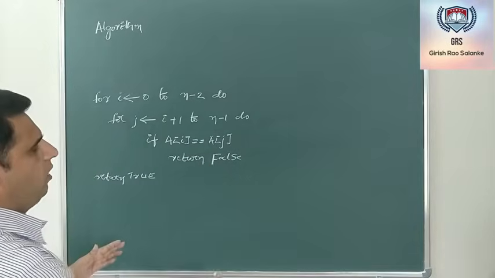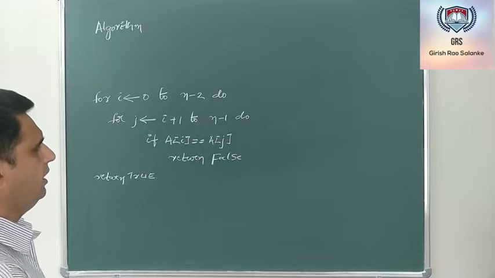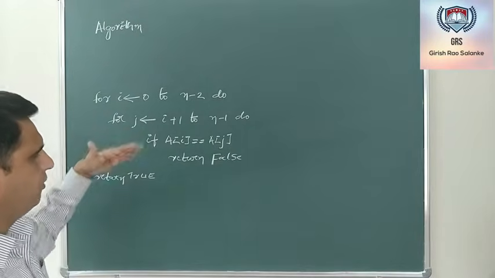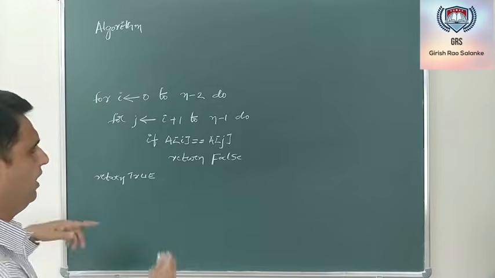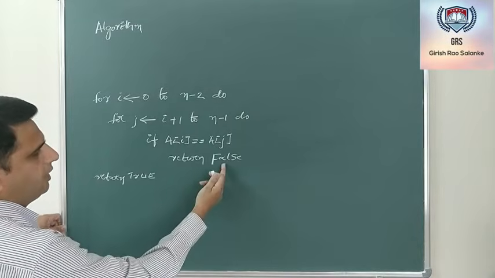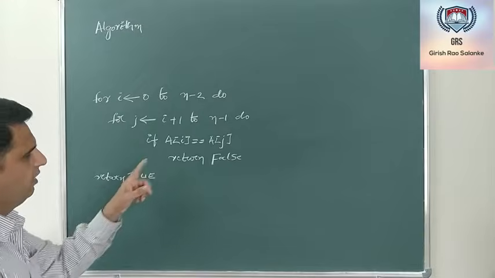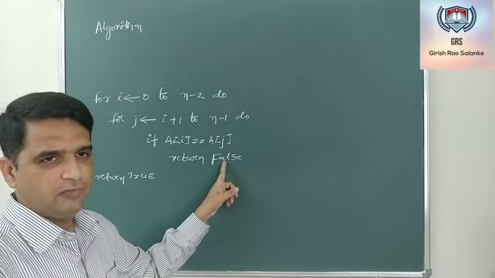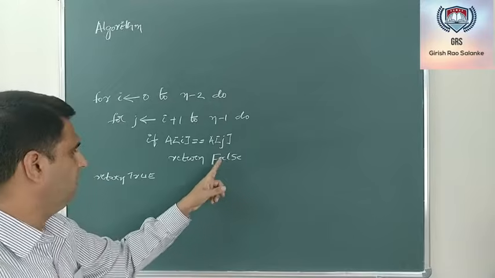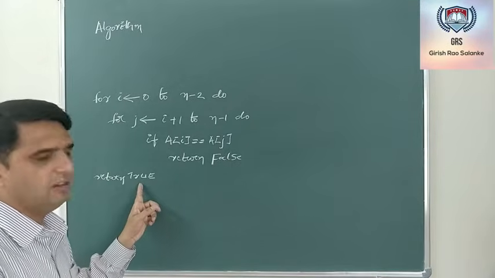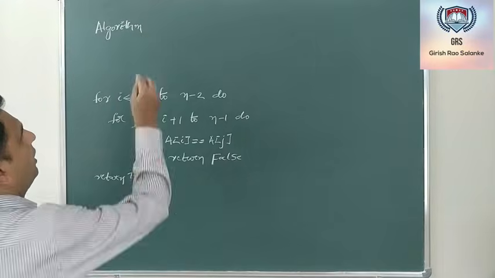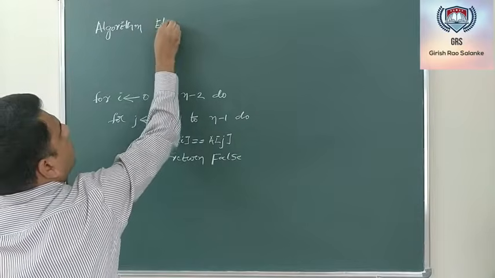Now in this particular algorithm, the innermost statement is this comparison. So you can make out the objective of using this particular algorithm. Finally, it either returns true or it returns false. In the sense, if any of the elements in the array is repeated, it returns false. If the elements in the array are not repeated, then it returns true. So I'll name this algorithm as element uniqueness.